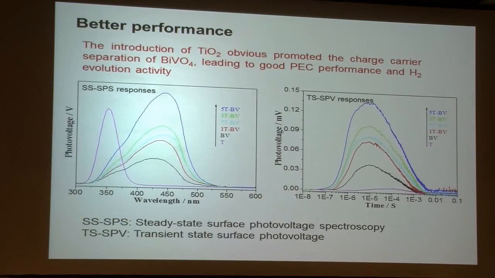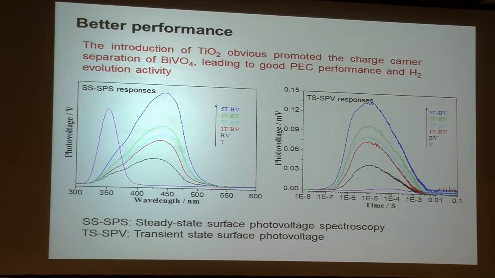So we use two methods, SSPS and TSPV, to measure the photovoltage. We can find that as the titanium dioxide content increases, the response also increases. But when the content increased to 7%, the response decreased. So till now, we regard 5% as the optimized content of titanium dioxide in the bismuth vanadate.